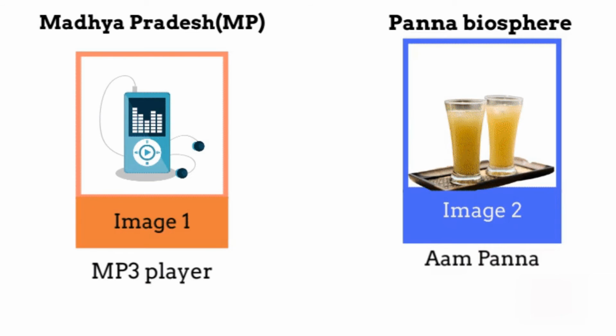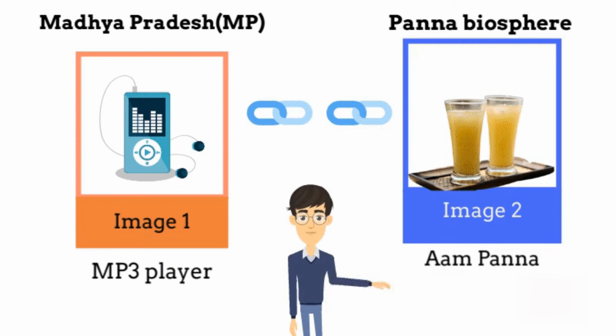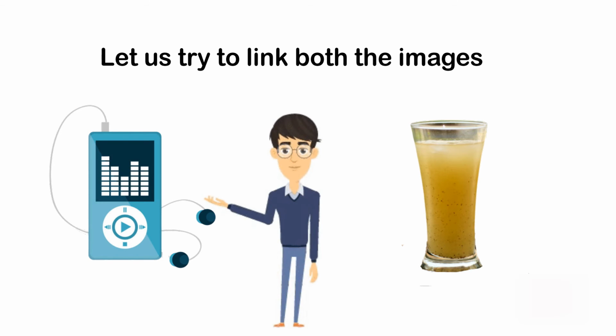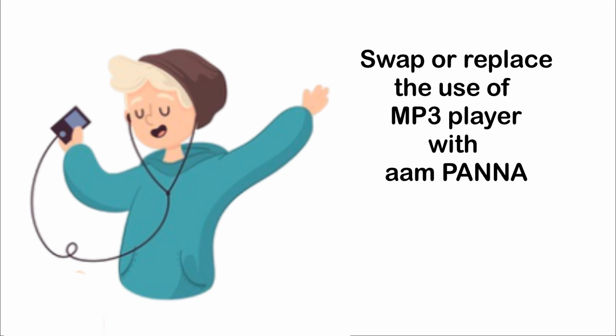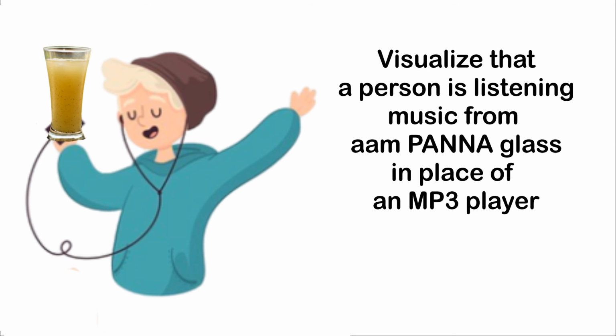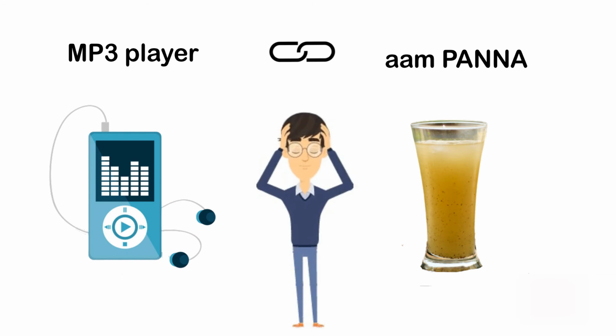After visualizing both the images, we will link these images. Let us try to create a funny or an illogical image which comprises of both MP3 player and Penna. Let us try to swap the use of MP3 player with Penna. Visualize that a person put jack of his earphones in Penna to listen to music in place of MP3 player. And there you are. We have linked the two words.